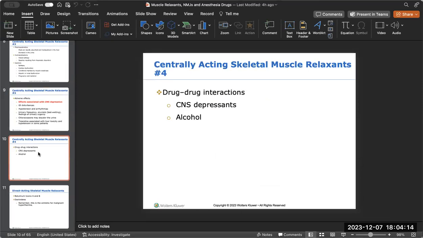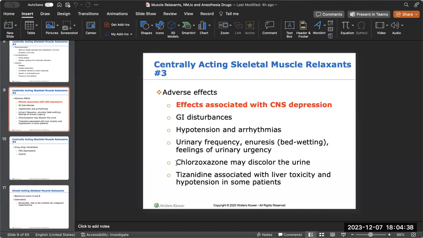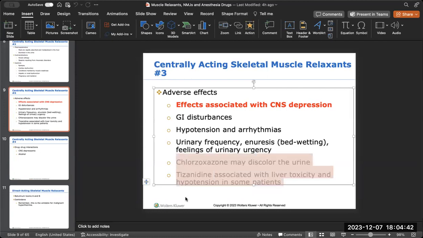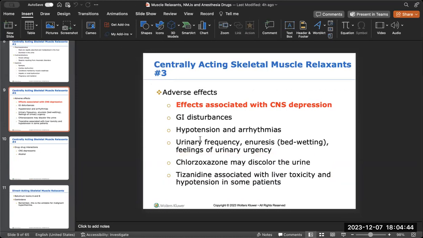Drug-drug interactions, right? What should I teach a patient who is taking centrally acting skeletal muscle relaxants? Well, they should not take other CNS depressants like barbiturates, benzos, any of those, no narcotics, and definitely not alcohol, because it's going to make it worse. Now, I don't know, like I said, if you do need to know these drugs, so if I were you, I would read them over on your own.